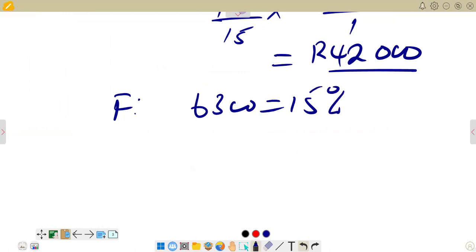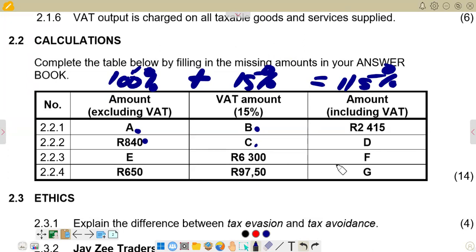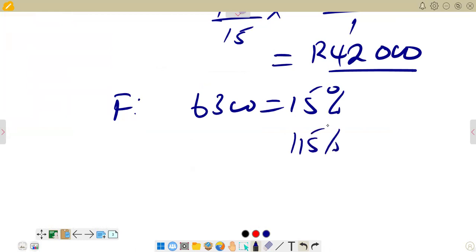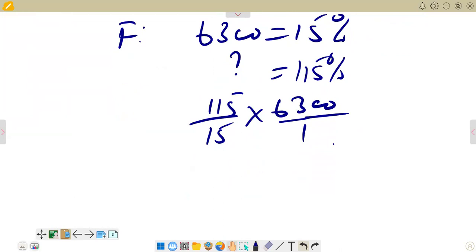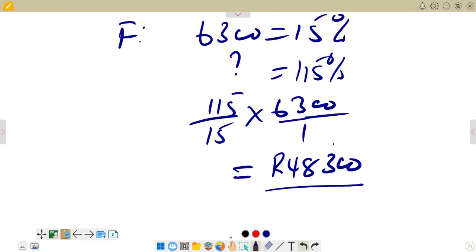So the figure that we are looking for is 115%, so we put 115% here. What we don't have is 115, and what we have is 15. Then we multiply by the given figure, which is 6,300 over 1. Then we see what answer we get for our F. You'd see that for F we are getting 48,300. So this is what we have in terms of F.